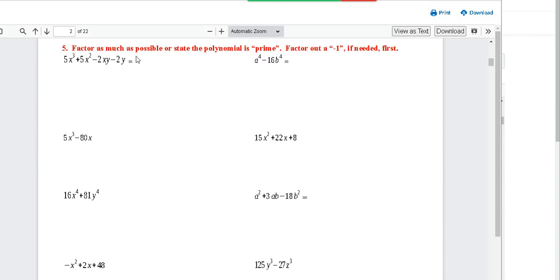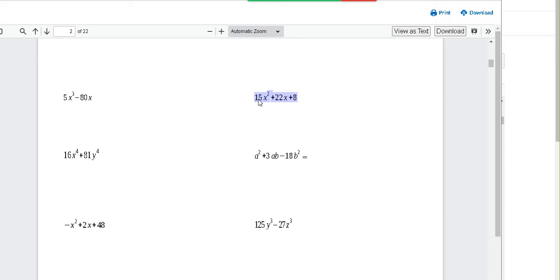4 terms, factor by grouping. This one is the difference of squares twice. First one and then the second one. Here, factor out the GCF. This is one of those ugly ones where the way we did it in class is you multiply the outside numbers. 8 times 15 is 120. Look for 2 numbers that multiply to 120 and add to 22. It wouldn't be prime. Oh, yeah. 10 and 12. Yeah, 10 and 12.